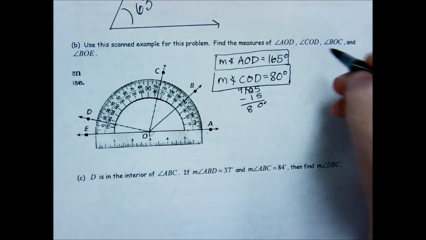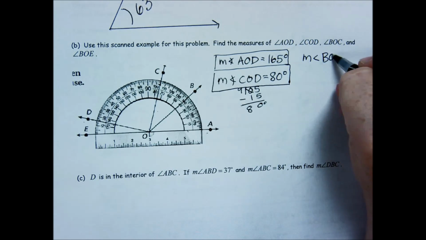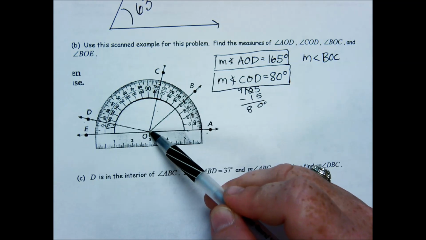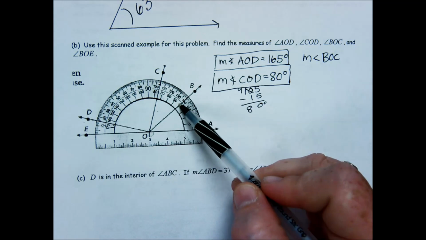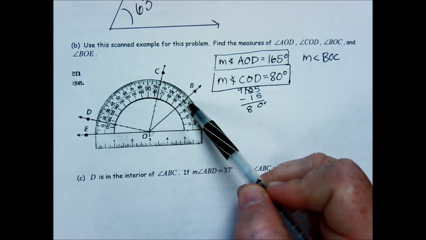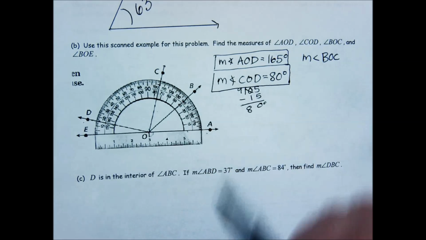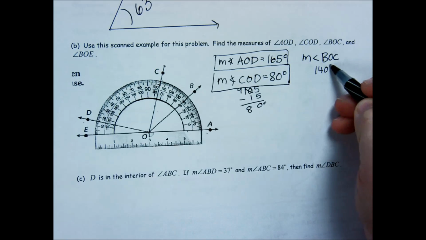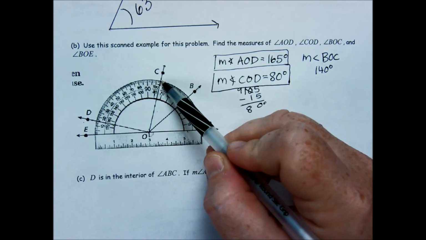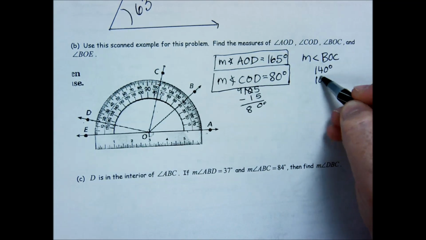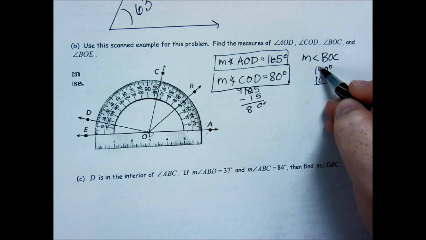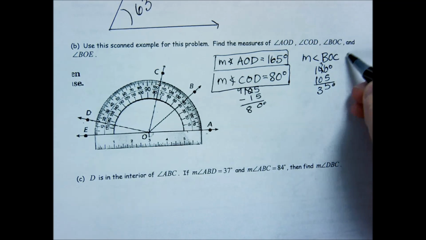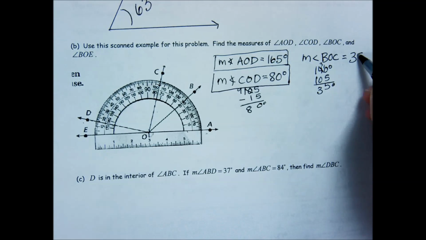Let's look at the measure of angle BOC. Going from B to O to C. Now remember, I can either use the inside numbers or the outside numbers. I just like the outside ones because they have the little lines on them. So angle B starts at 140 degrees and goes to 105 degrees. So when I subtract those, I get that the measure of angle BOC is 35 degrees.